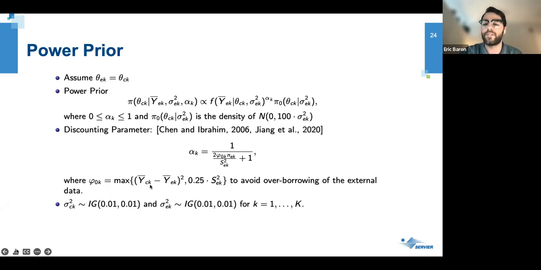The reason for the difference is to avoid overborrowing. We expect that under PS stratification, once the covariates are more similar, the responses should also be more similar. So just to avoid overborrowing, that's why we have this max argument. The reason for the square is just to keep the units consistent with our sample variance squared. And also with the maximum, we at least have control over how much to borrow to avoid overborrowing. And then once again, we use non-informative priors for sigma squared CK and sigma squared EK.